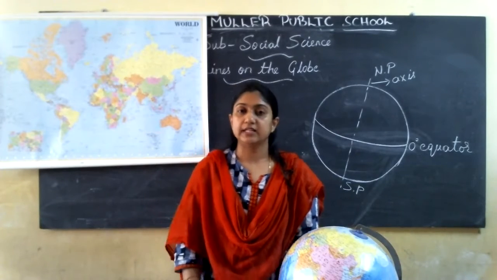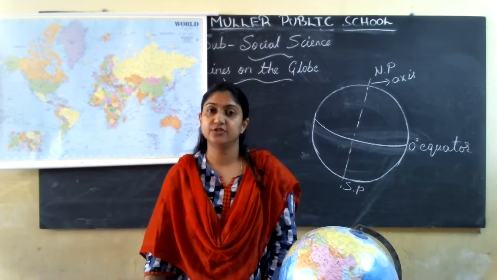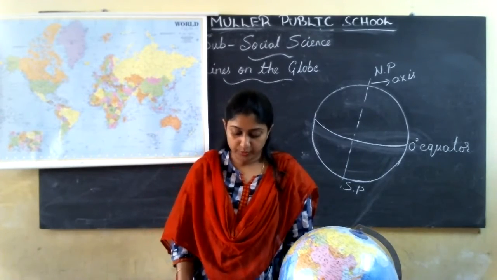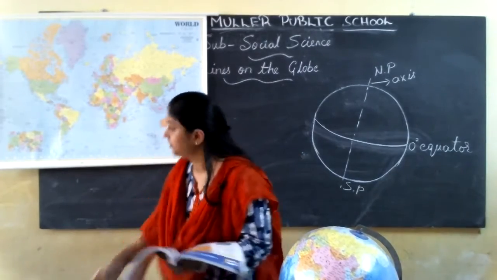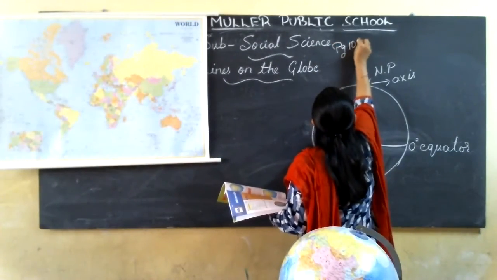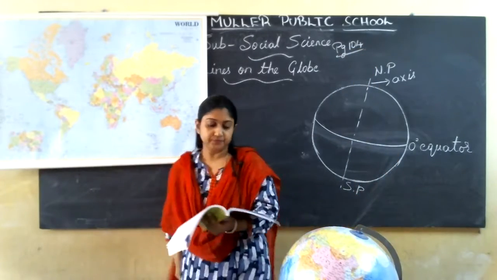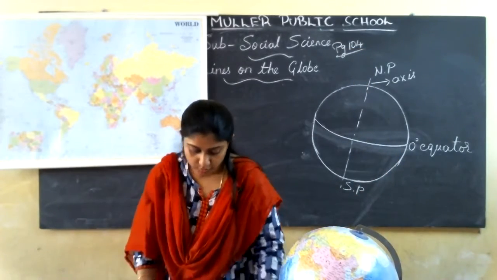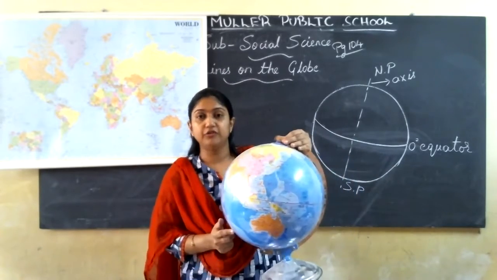Hello children, in the last class we had started with the geography second chapter, that is Lines on a Globe. Open page number 104. So page 104. What is a globe? A globe is a small three-dimensional model of the earth.